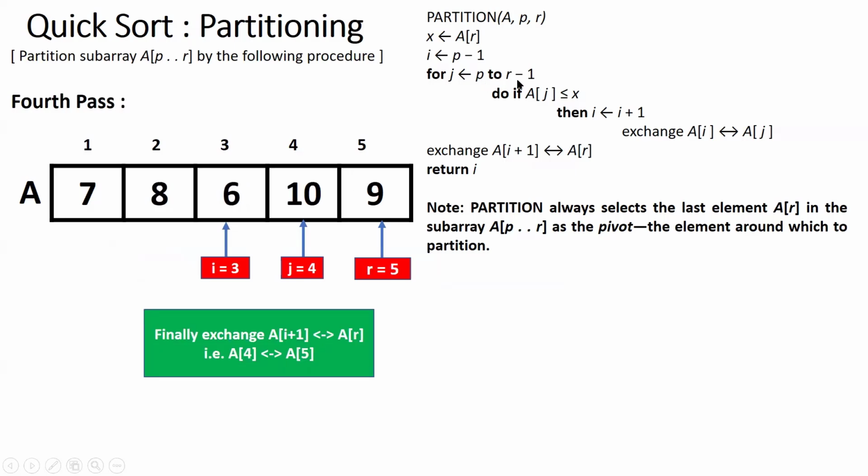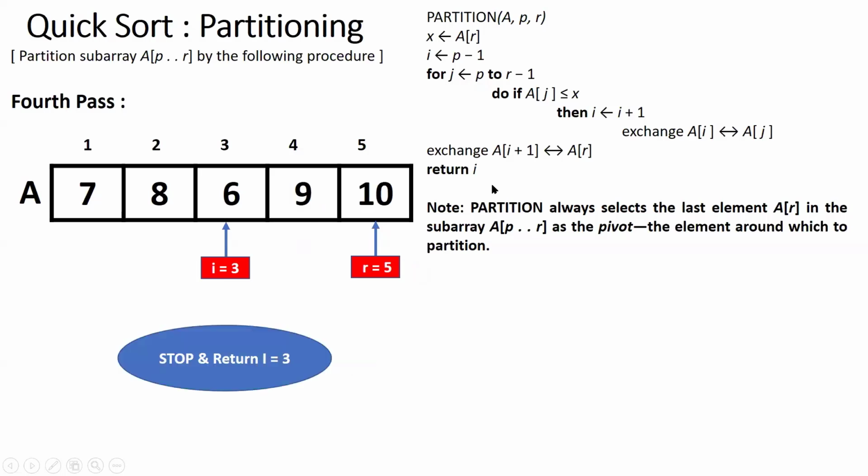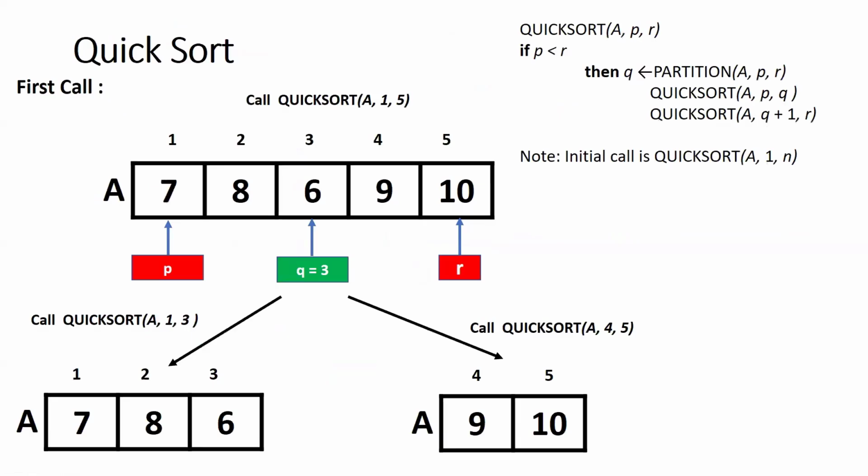Now the loop is completed because it will execute from P up to R minus 1. So now you can see our first partitioning element is what? That should be written by this algorithm. Last I. Okay. So that will stop and return I is equal to 3. Clear? So now our partition will be like this: 1, 2, 3 is the first partition, and 4, 5 is the second partition.